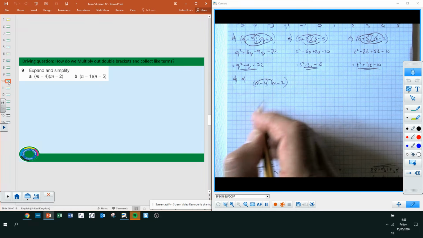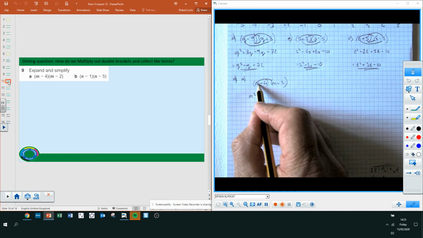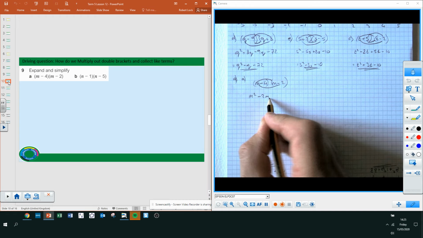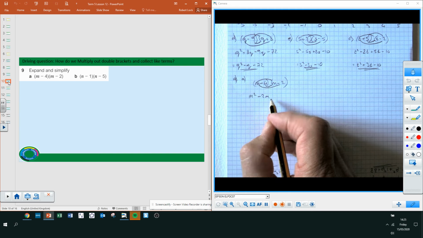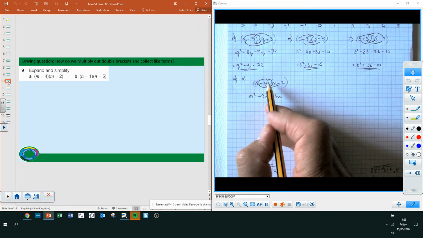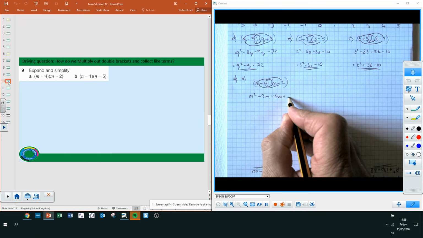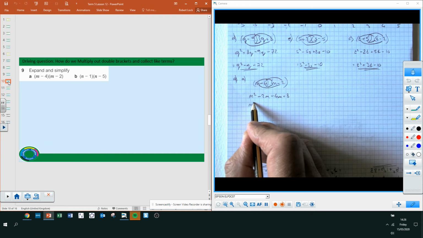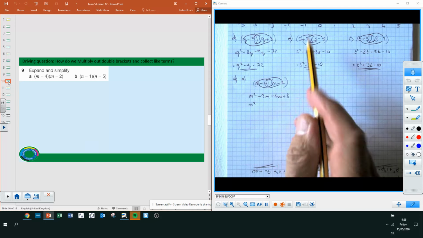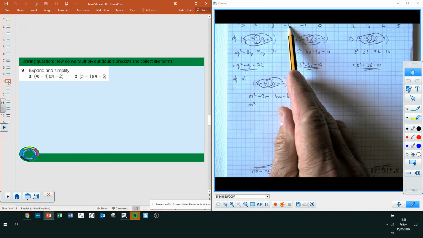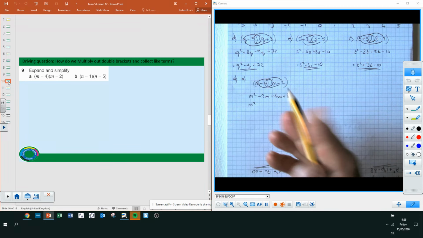So m times m is m squared. m times minus 2 is minus 2m. Minus 4 times m is minus 4m. And minus 4 times minus 2, a minus and a minus makes a positive, plus 8. So m squared, minus 2 minus 4, 1, 2, 3, minus 6m.